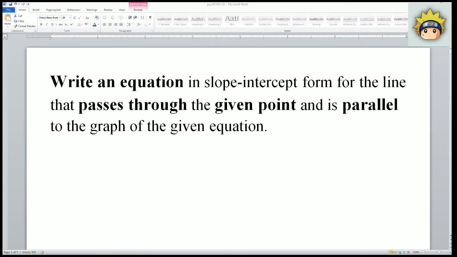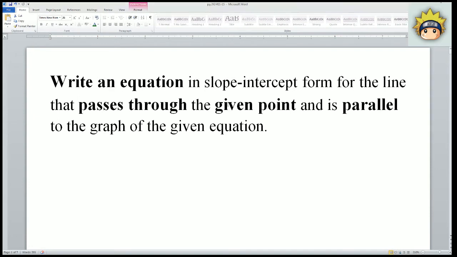We have the homework solution for page 243, questions 11 through 15. Questions 11 through 15 have this instruction: Write an equation in slope-intercept form for the line that passes through the given point and is parallel to the graph of the given equation.